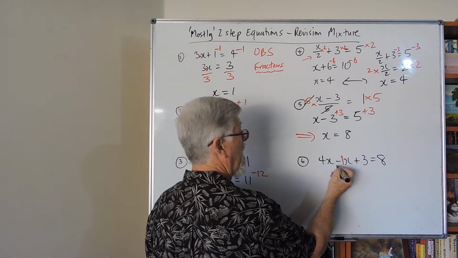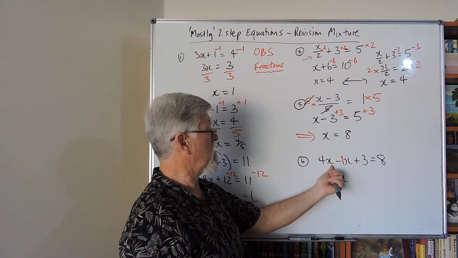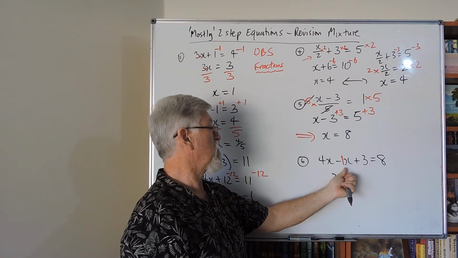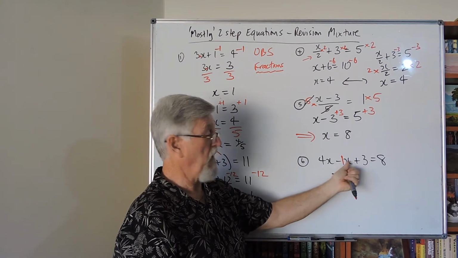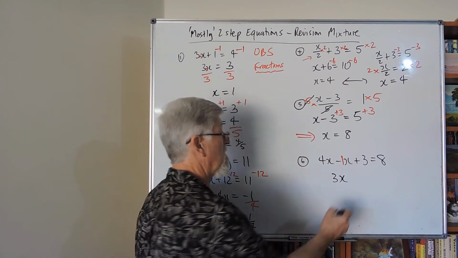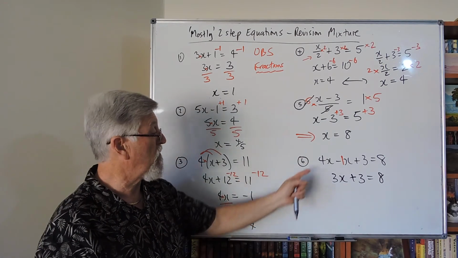So 4x take 1x is 3x. And if you haven't learnt collecting like terms, as long as the x's are the same, with the same powers, I've had 4 of them, and I subtracted 1 of them, I end up with 3 of them. So the x's don't disappear. It's really the numbers at the front. 4 take 1 is 3. Then I've got plus the 3. So all I did was add in an extra step to make it more confusing.